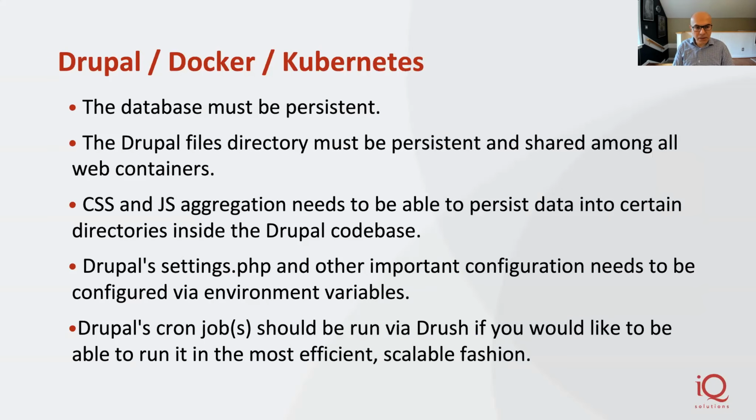So, coming back to our discussion, the database must be persistent. We looked at that. Drupal file directories must be persistent and shared among web containers. The CSS and JS aggregation needs to persist into certain directories, again shared in this static file directory. And then the next thing is, how do we get our settings and configuration onto the deployments, and how do we run cron jobs?